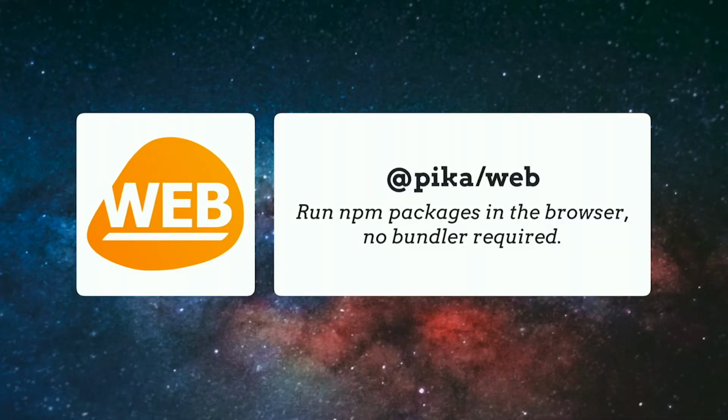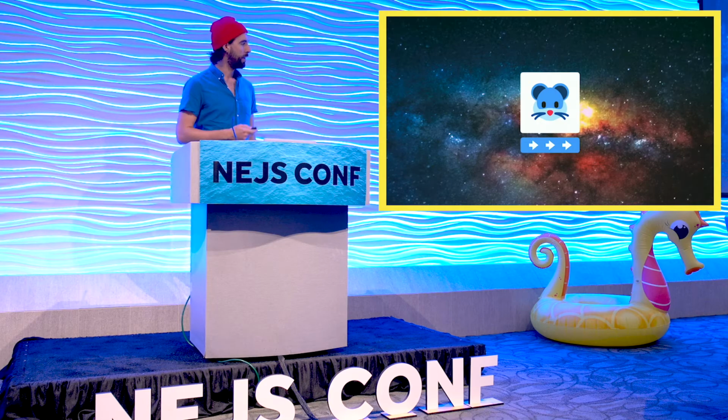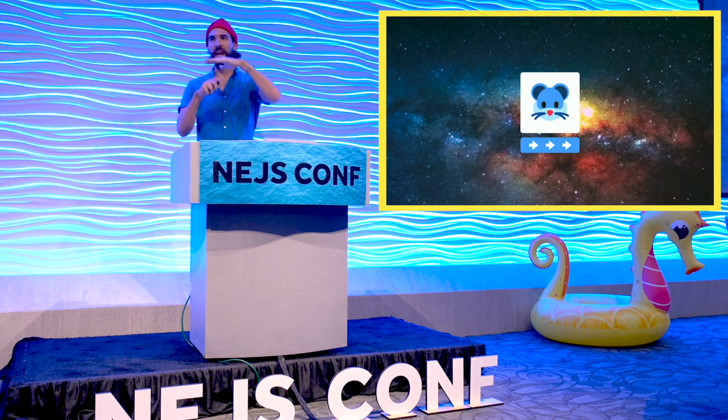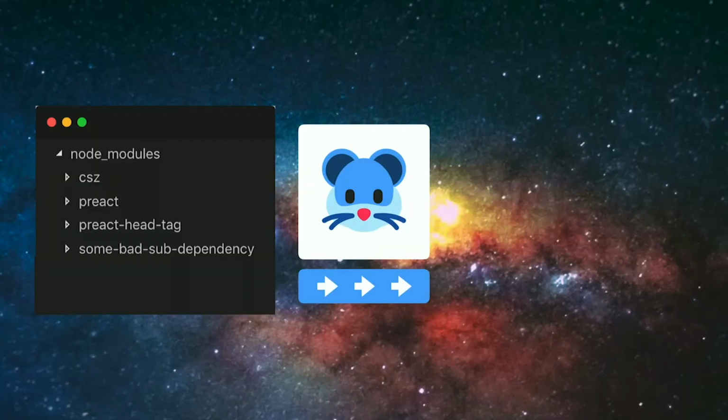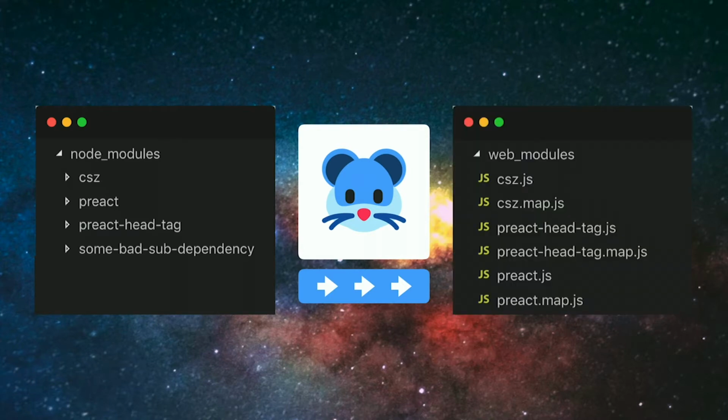So that tool I mentioned earlier is called Pika Web. Its job is to help you run NPM packages in the browser without a bundler, without a traditional web app with a bundler. I'll show you what I mean by that. So you have your Node modules, and that's this kind of Wild West, right? You have these different packages that you know to be web-friendly, modern. What Pika Web does is it takes that installation, and it actually turns those packages into single JavaScript files.